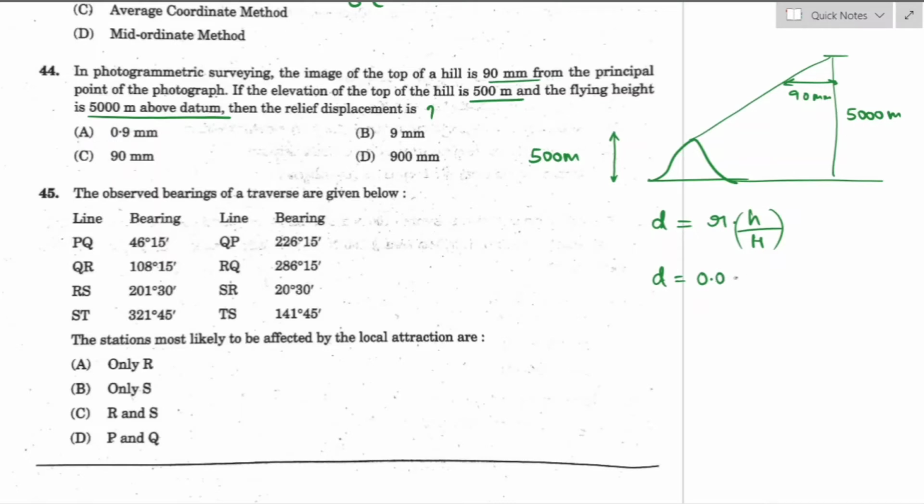The image of the top of a hill will be 0.09 meter into H, the height of top of hill, so it is 500 meter. Capital H is total elevation or flying height, so it is 5000 meter. On solving this, the relief displacement will be 9 mm. So option B is the right answer.